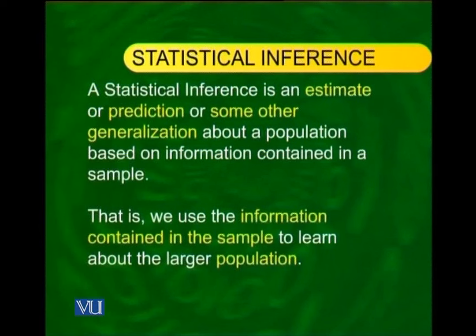Students, as explained in the earlier part of this lecture, the goal of the science of statistics is to draw conclusions or inferences about populations on the basis of samples. So, let me now explain to you some fundamental and vitally important points pertaining to the concept of statistical inference. A statistical inference is an estimate or prediction or some other generalization about a population based on information contained in a sample. That is, we use the information contained in the sample to learn about the larger population.